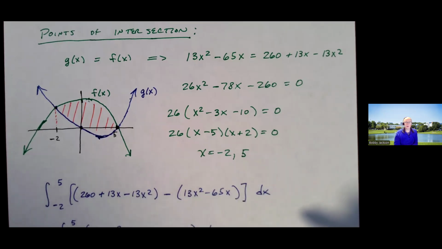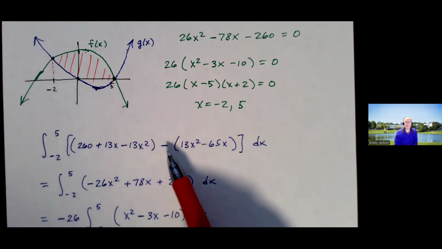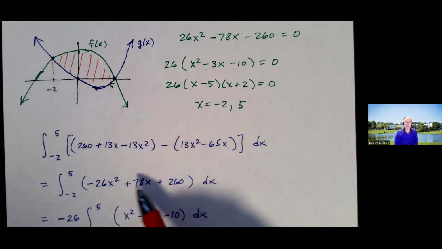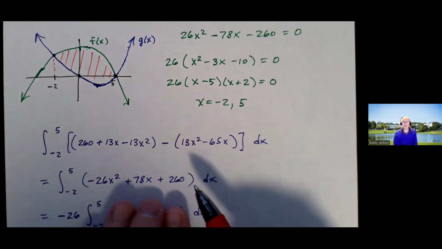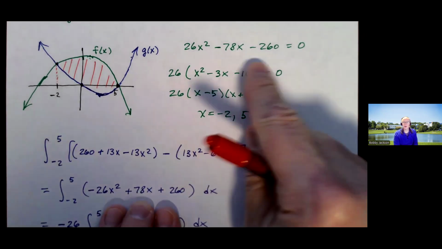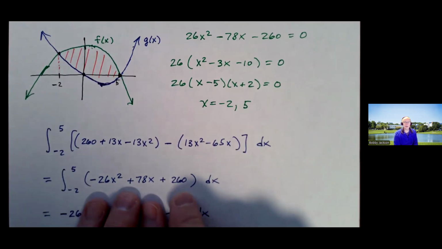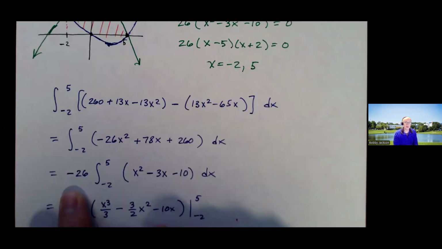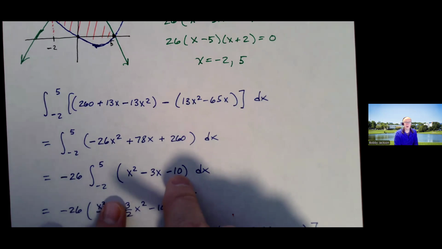Now it's just a little bit of algebra to simplify. I would indeed simplify, distribute this negative through, combine like terms, and basically look at this. This is essentially the same thing I had up here. It's just -1 times what I have here. Go ahead and simplify this by factoring out -26, leaving positive x squared minus 3x minus 10.